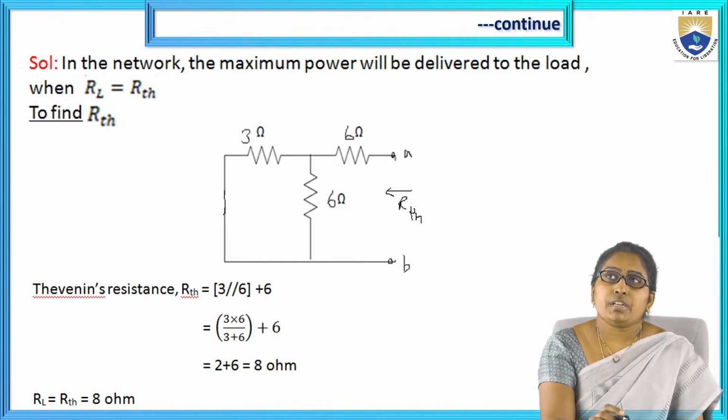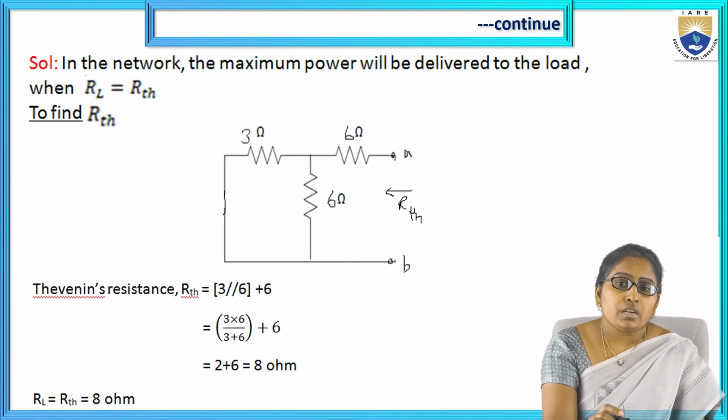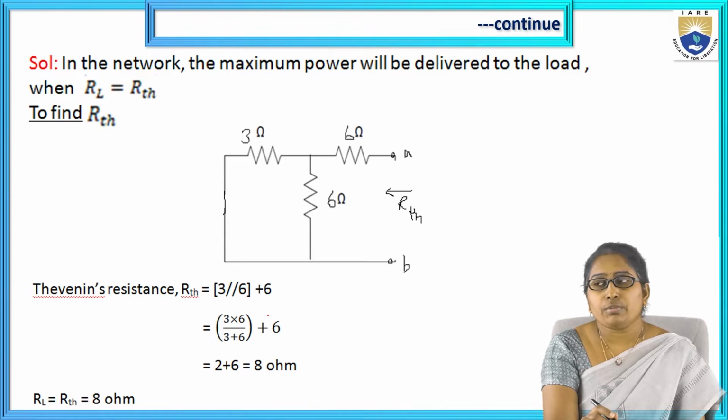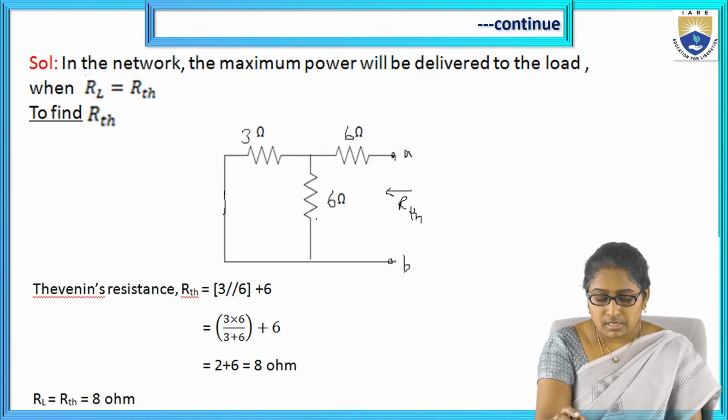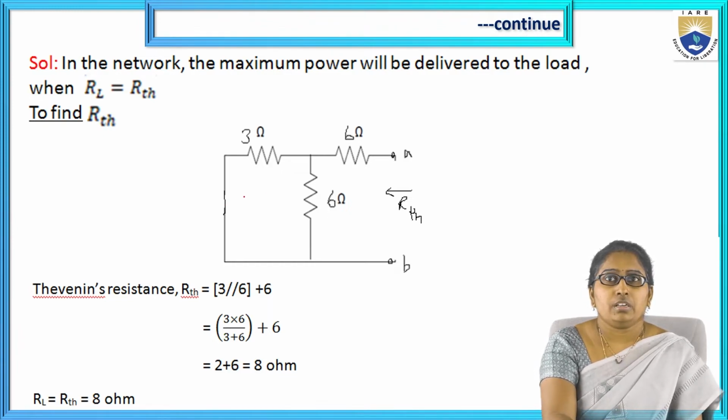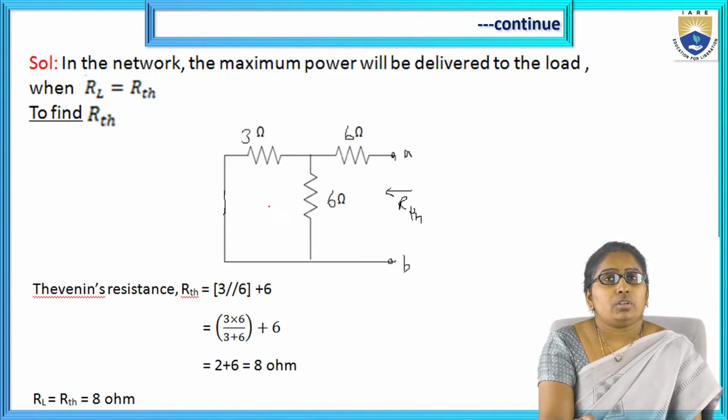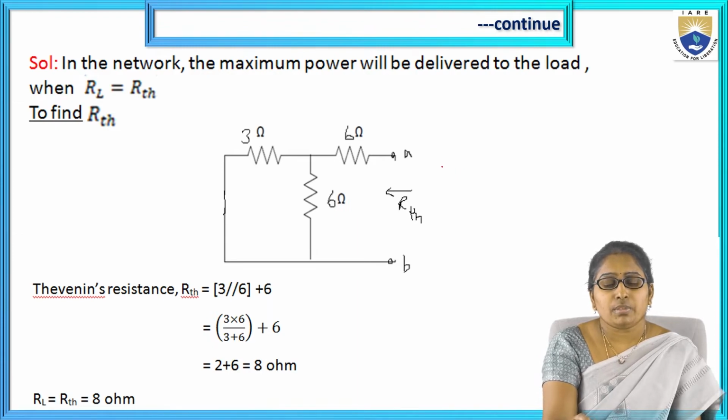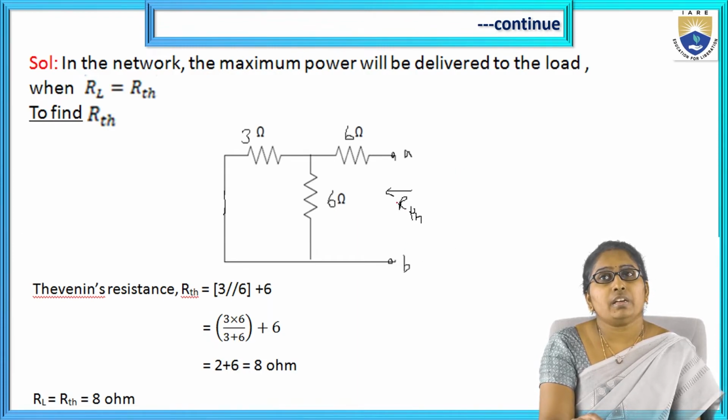To calculate Thevenin's resistance, replace all the voltage sources with a short circuit and current sources with an open circuit. In the given circuit, we have only a voltage source, so that is replaced with a short circuit, and then remove the load resistance. In place of that, we find the equivalent resistance, that is nothing but Thevenin's resistance, RTH.